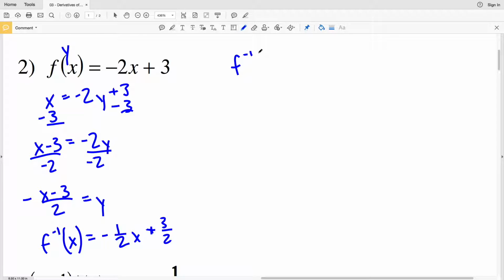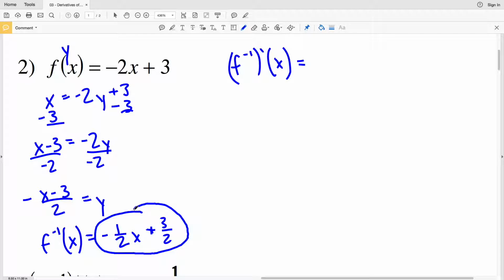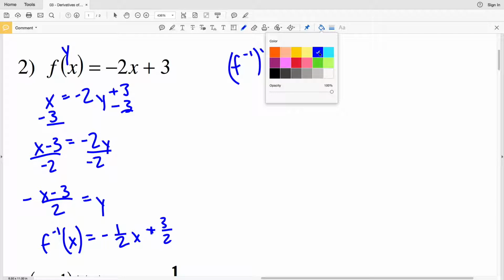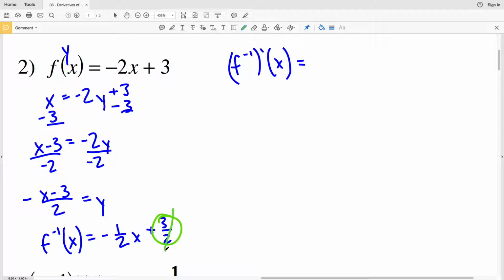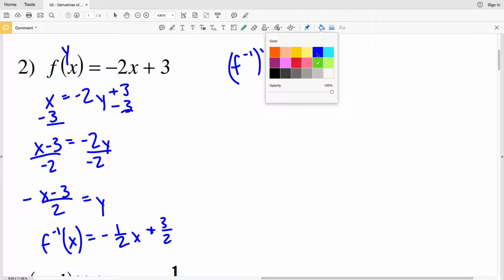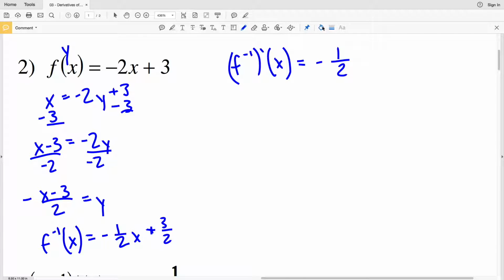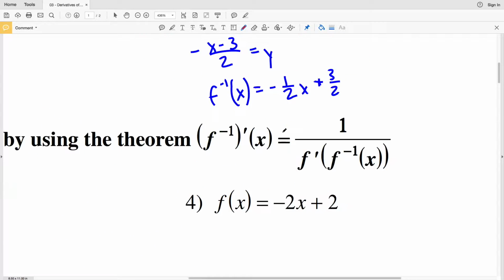And when I find the derivative of our inverse function of x, that's the derivative of negative 1/2 x plus 3/2, and we can see that 3/2 is a constant, so the derivative of a constant is 0. So I'll have 0 plus the derivative of negative 1/2 x, which is negative 1/2. So negative 1/2 is the derivative of our inverse function of x in number 2. Now, let's move on to number 3.